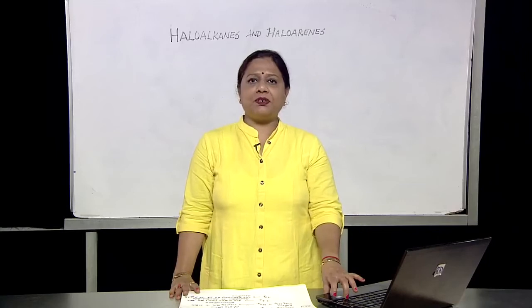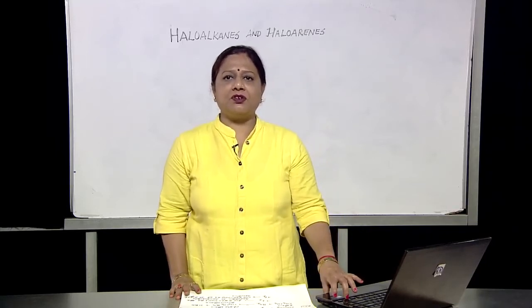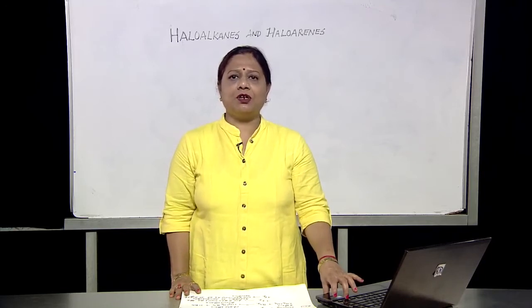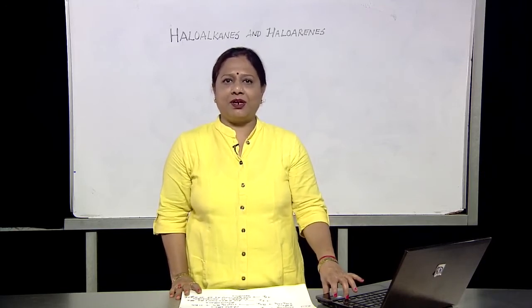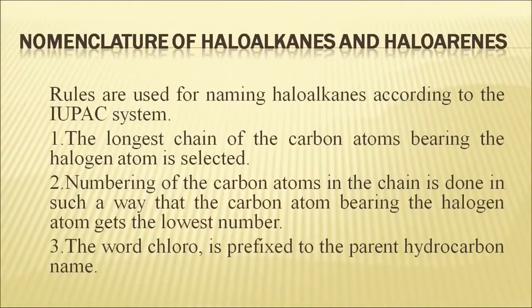In the previous chapter, I told you how to name an organic compound. There are certain rules, and the same rules are followed while naming haloalkanes and haloarenes. The first is that the longest chain of carbon atoms which bears the halogen atom needs to be selected. Numbering of carbon atoms in the chain is done in such a way that the carbon atom bearing the halogen atom gets the lowest number. The word chloro is prefixed to the parent hydrocarbon name.